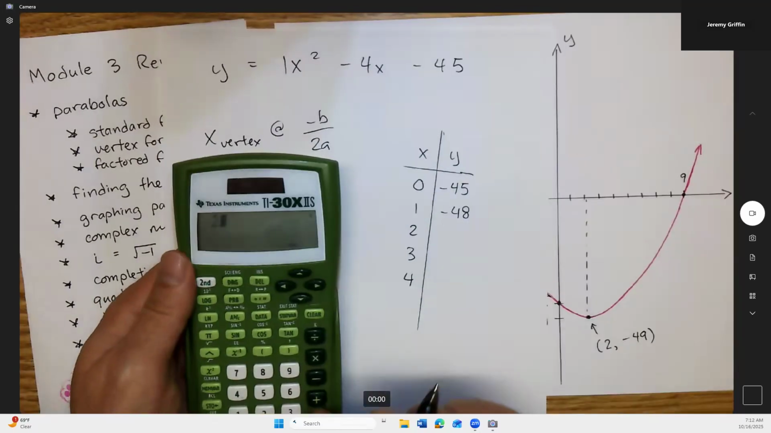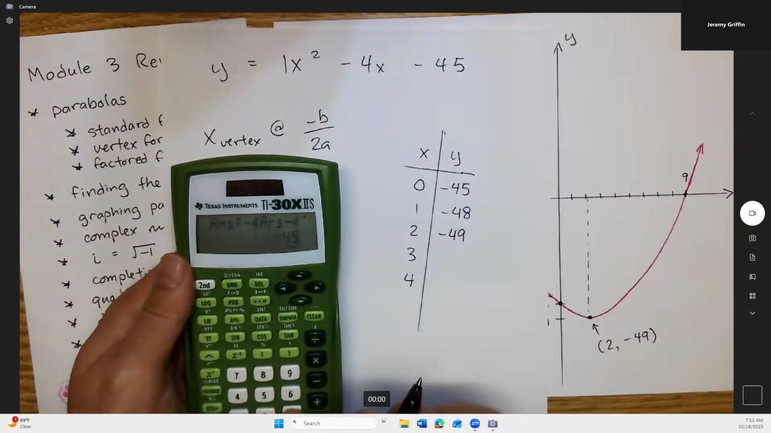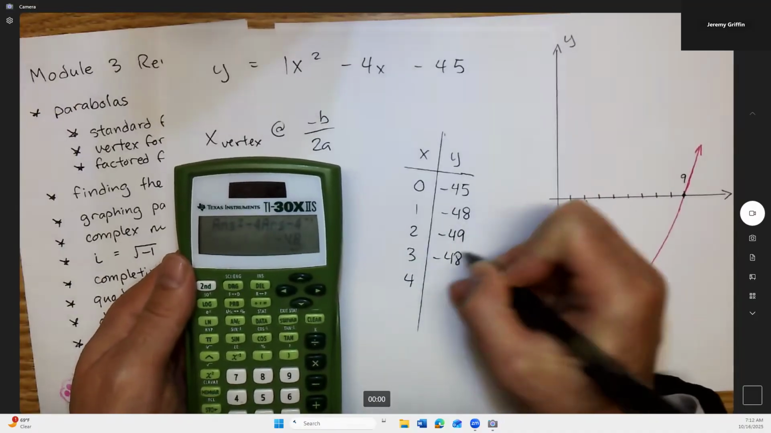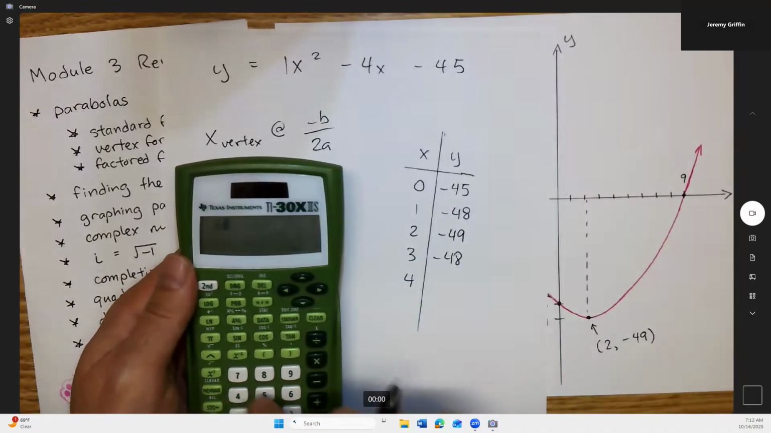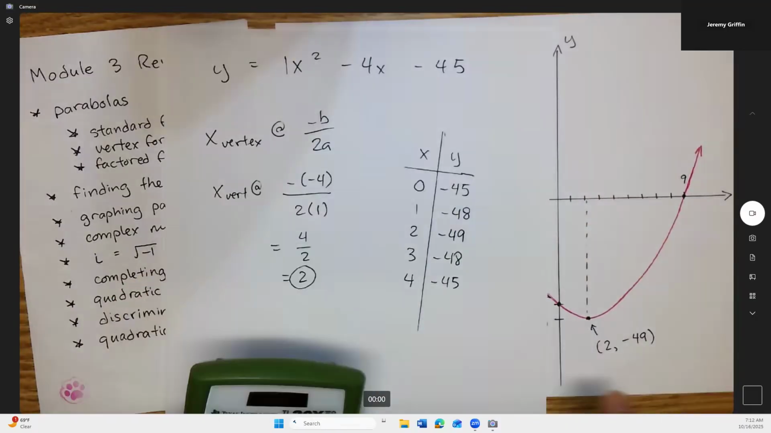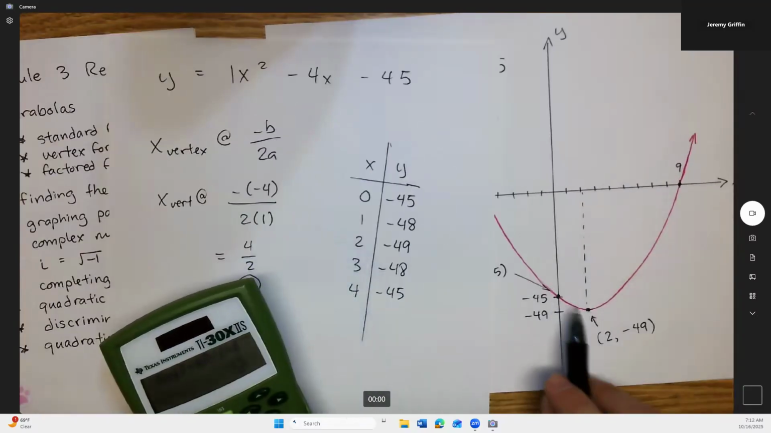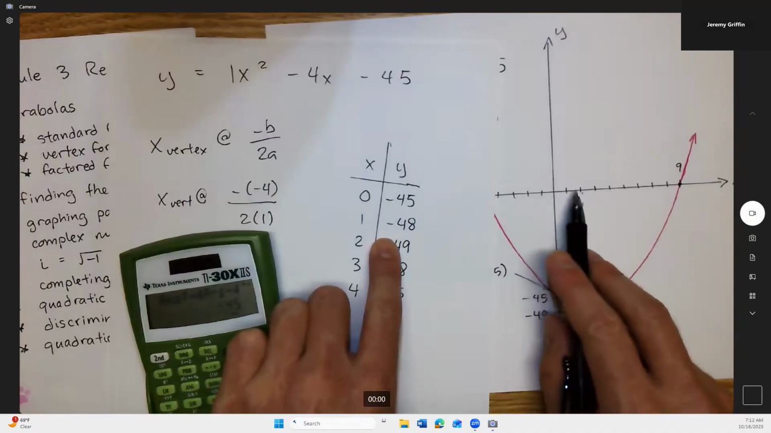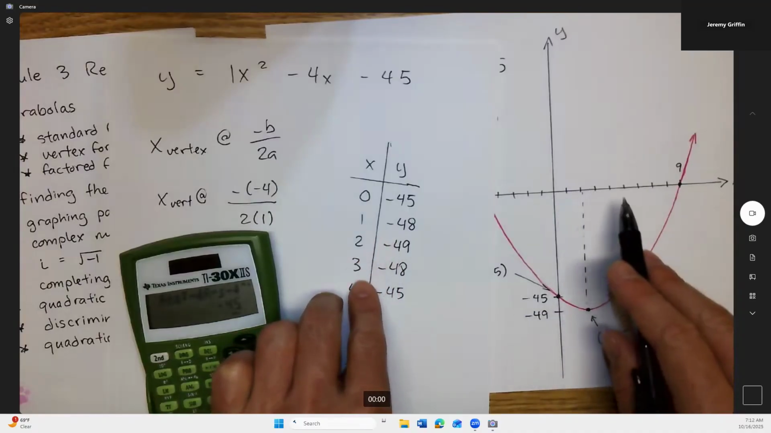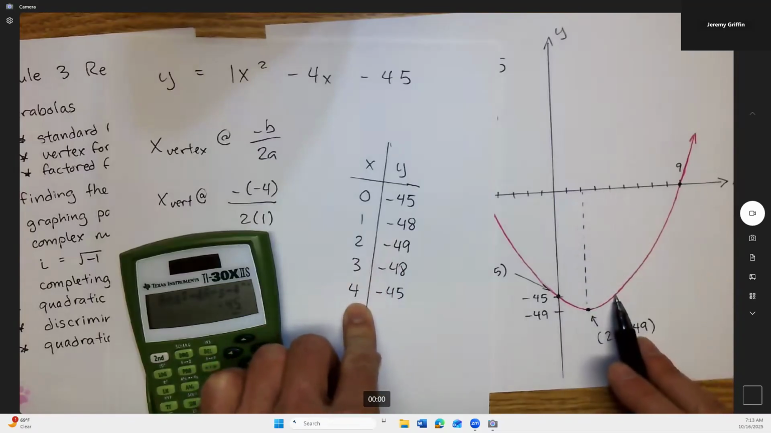If I plug in 2, scroll up, -49. If I plug in 3, scroll up, -48. Ooh, looks like it's bending back the other way. And 4, scroll up, -45. So that gives me these 5 points. I have 2 of them plotted already, but 1 comma -48 is right there. 3, -48 right there, and 4, comma -45 right there.